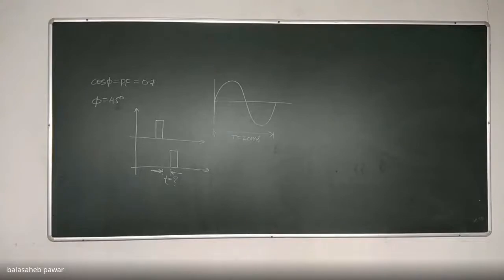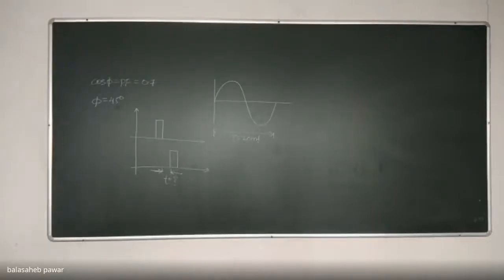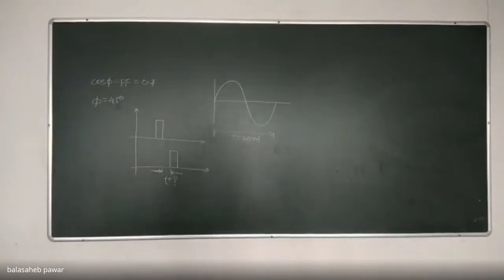Try to find the time difference if that angle is 45 degrees. Is phi equal to 45? Yes, sir. Good. Is it clear now? Yes, clear, sir. Okay, so have you determined that T? 2.5 milliseconds. Okay, it comes as 2.5 milliseconds.